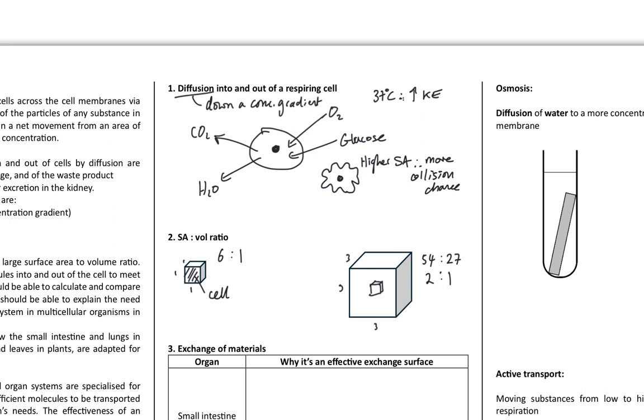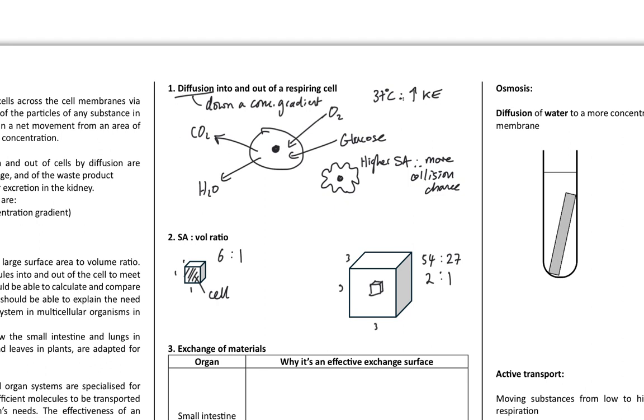If you're very small, you can get everything you need by diffusion. Like this one cell here, it's very small, and therefore, if there's oxygen and glucose surrounding it, it can get everything it needs by diffusion. But if you go to an organism that's made of many cells, then it needs a transport system to increase the surface area somewhere, because it's got a small surface area to volume ratio.